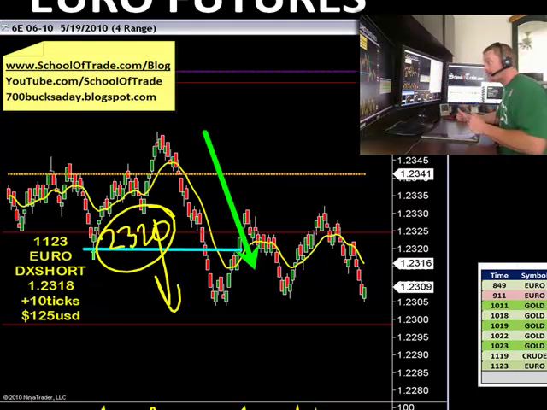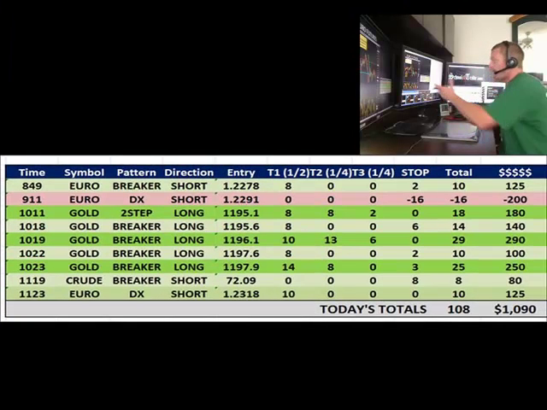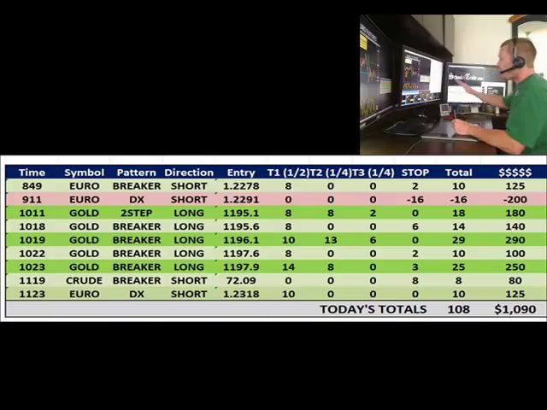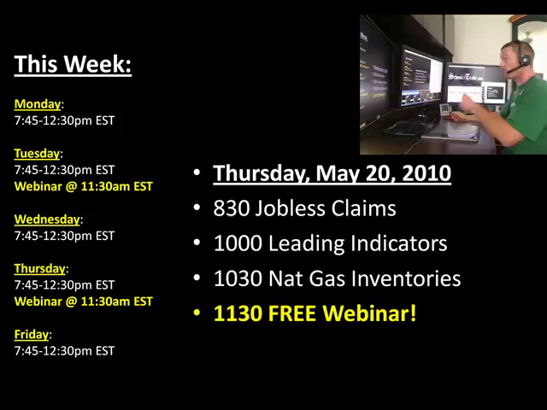We got our 10 ticks back here, 125 USD, and you can see we got the 16 ticks lost in the first trade, made the 10 ticks back. So you know what, guys? Obviously, I made a mental mistake at 9:11, made 3/4 of that money back here, 11:30, and of course, we'll call that a pretty good day. Total up, guys, 9 total trades, 108 ticks, 1090, another day of $1,000 here on only 4 contracts.